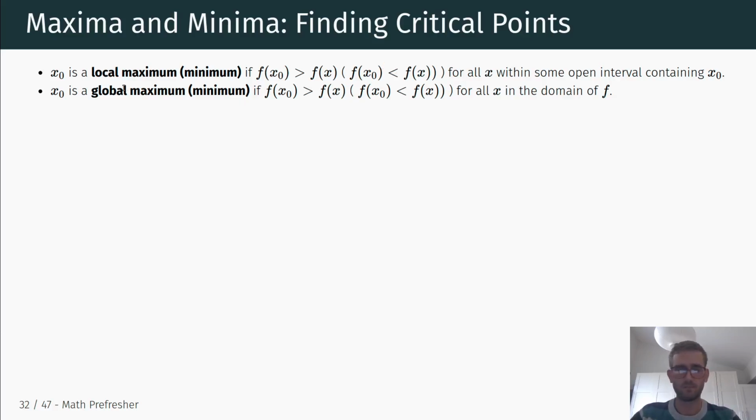A global maximum, on the other hand, is a stronger condition where f of x0 is larger than f of x for all x in the domain of f. So that means the global maximum is the largest function value across the entire domain of our function.